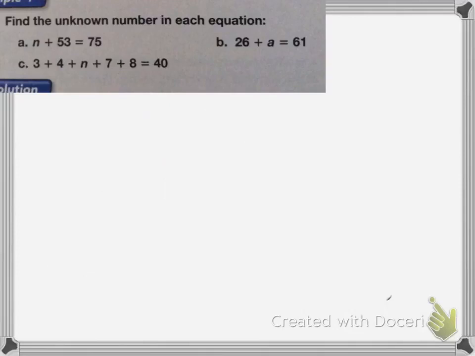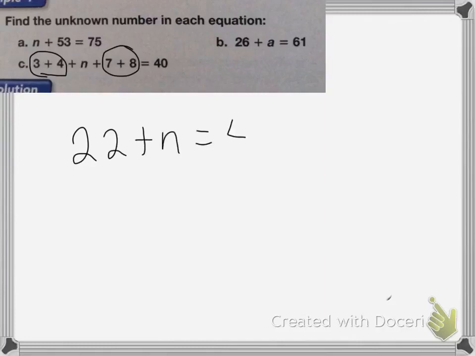Now on the last one, I'm going to have to add up these numbers before I can figure out what my missing number is. So I'm going to add up all of my whole numbers that I know. So 3 plus 4 is 7. 7 plus 7 is 14. 14 plus 8 is 22. So I'm going to have 22 plus n equals 40.